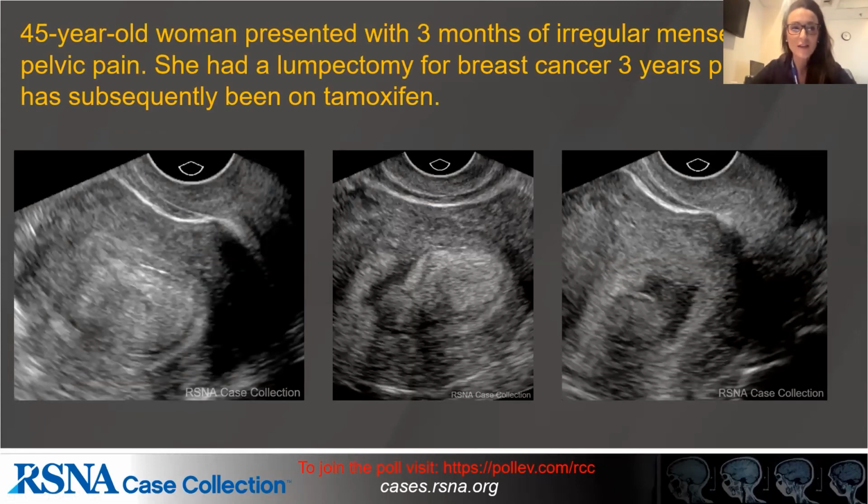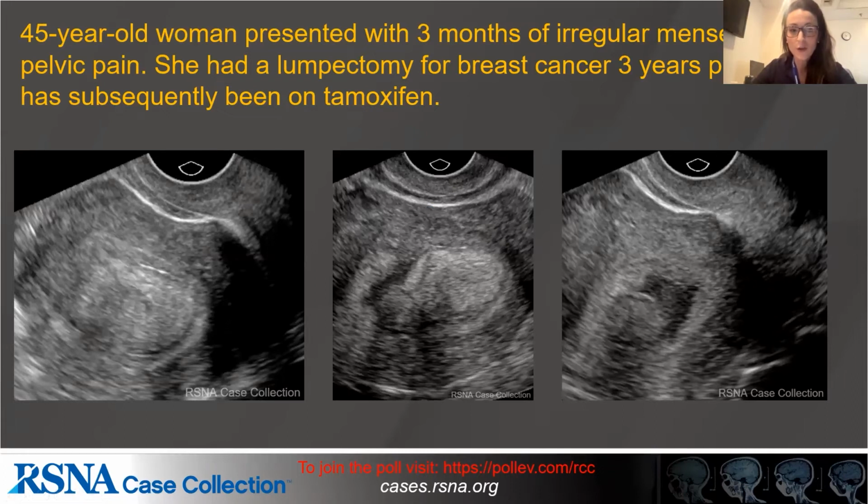So here's our first case. This is a 45-year-old woman who's coming in with 3 months of irregular menses and pelvic pain. Of note, she does have a past medical history of a lumpectomy for breast cancer approximately 3 years prior to presentation, for which she's been subsequently treated with tamoxifen. Here you have grayscale, sagittal, transverse, and sagittal oblique images through the uterus.